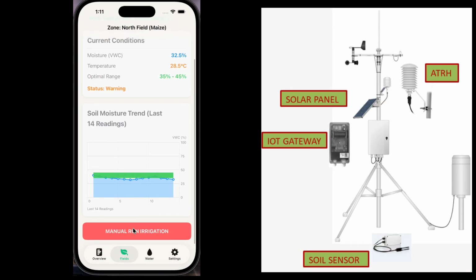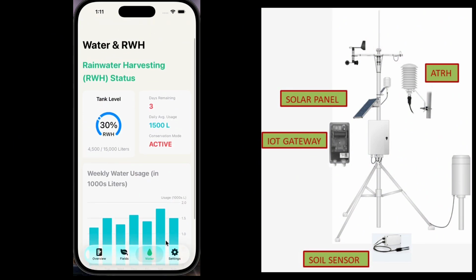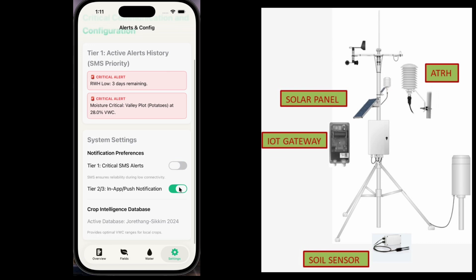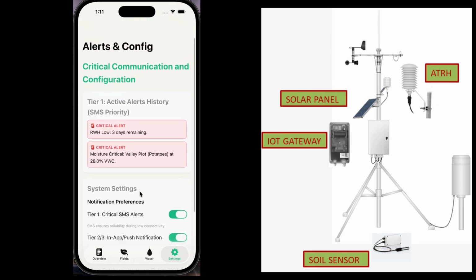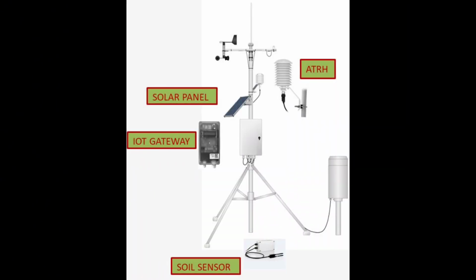Each field is monitored individually, highlighting critical zones, warnings, and optimal conditions. Farmers can check soil moisture, track trends, and even run irrigation instantly. Water usage is optimized with rainwater harvesting insights, daily consumption tracking, and automatic conservation alerts. With AgroSmart, farmers save water, reduce losses, and make smart decisions on their phones. AgroSmart, the future of sustainable farming.